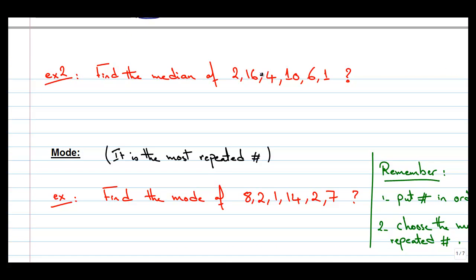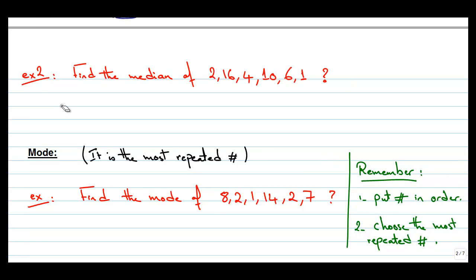Another example here, it says find the median of 2, 16, 4, 10, 6, 1. Remember, you have to order them first. It's very important to remember this. Put them in order ascendingly. You can see here we will start from the least, which is 1, then comes 2, then 4, 6, 10, and 16. Alright?